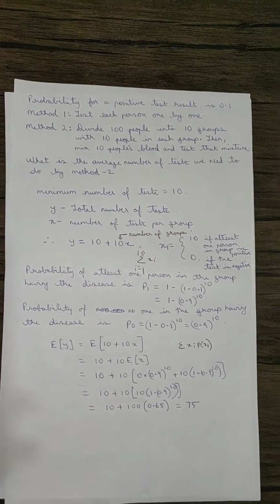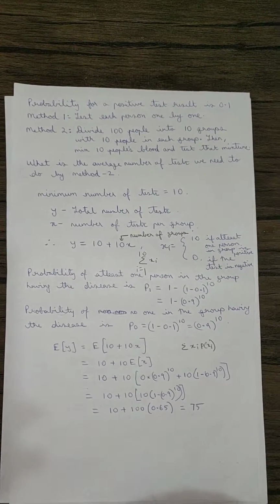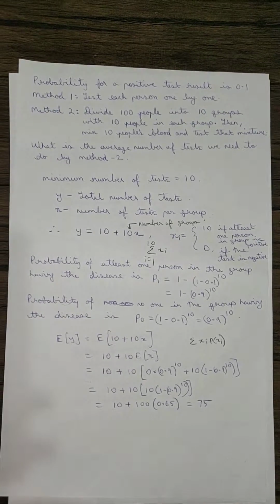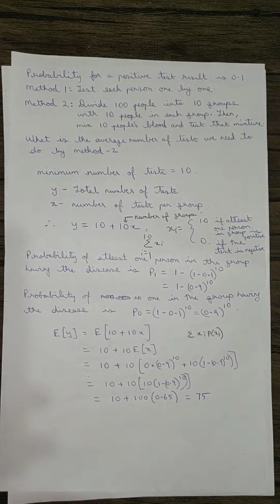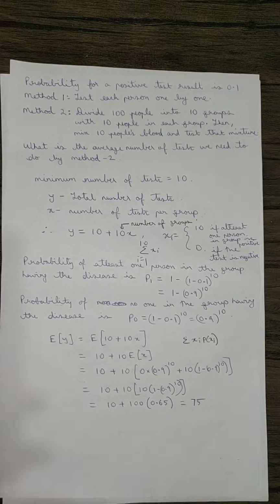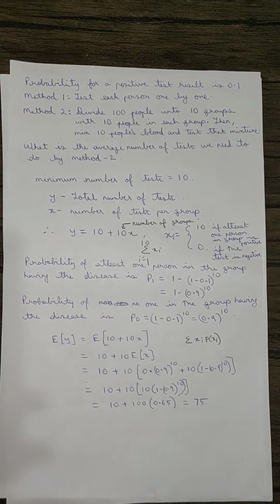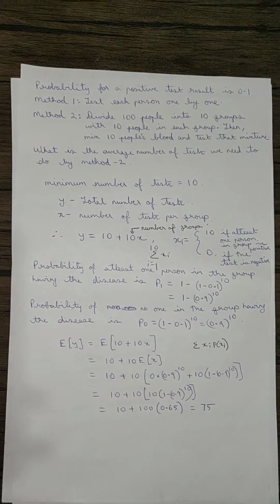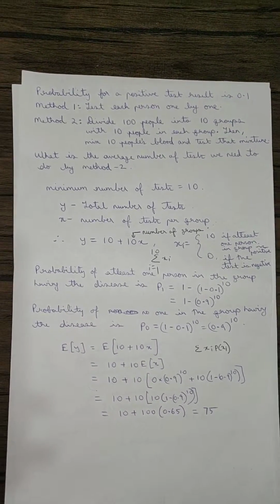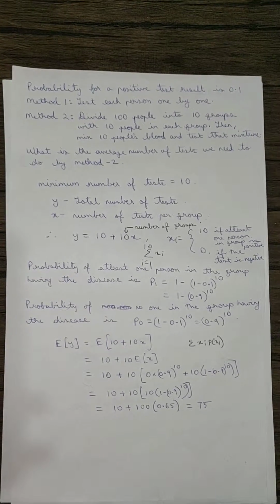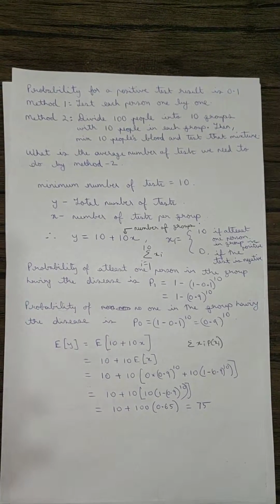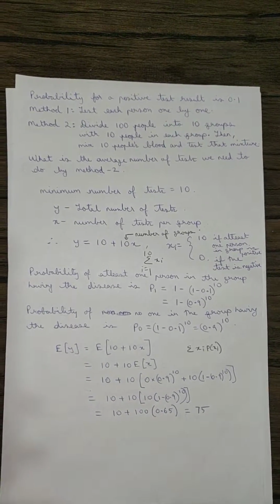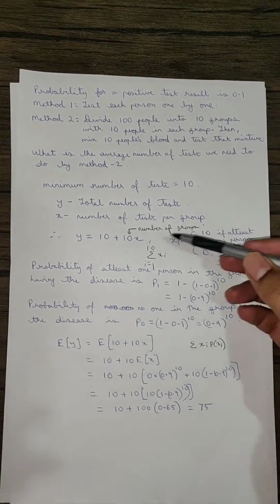This is a classical method of group testing, which has been used historically during World War II as well. So let us say that the minimum number of tests required is 10, because even if no person has the disease, we still have to do 10 tests because there are 10 groups. Let us denote y as the total number of tests required and x as the total number of tests per group. You can represent y as 10 plus 10x, where this 10 is the number of groups.